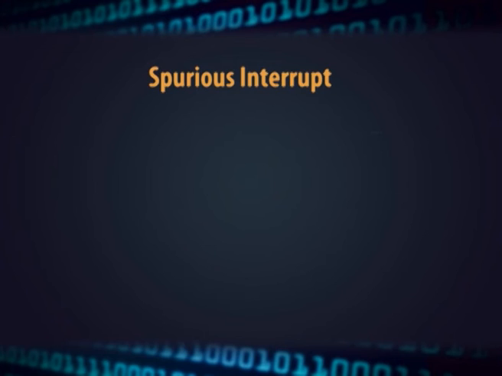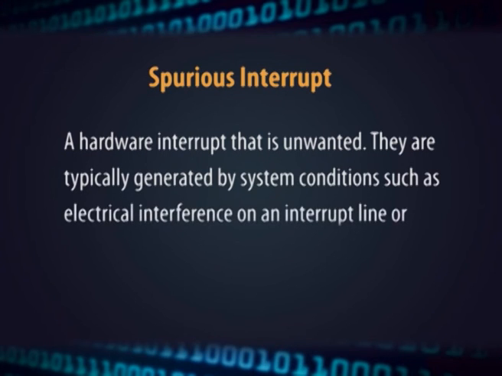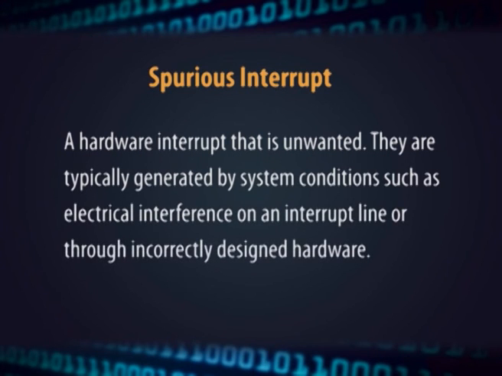Next is the spurious interrupt, a hardware interrupt that is unwanted. They are typically generated by system conditions such as electrical interference on an interrupt line or through incorrectly designed hardware.